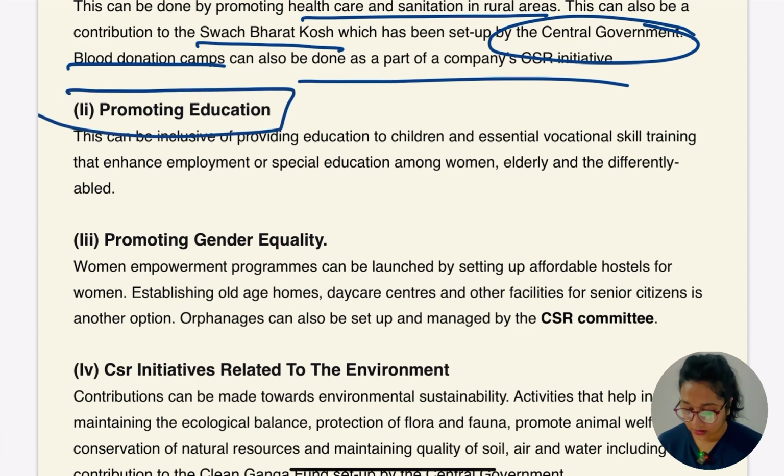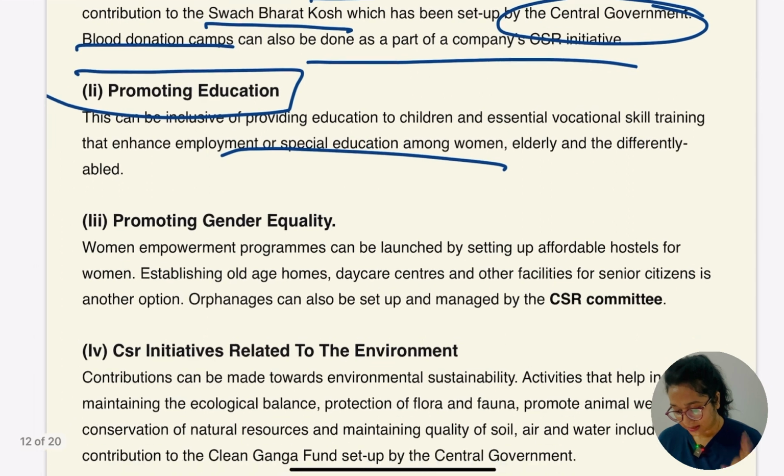The second activity is promoting education. This can include providing education to children, essential vocational skill training that enhances employment, or special education among women, the elderly and the differently abled. So the education is given to whom? Children, definitely women, and specially abled children. There was a section in direct taxation. Can you tell me which section was there under deduction? If you know, please comment below.